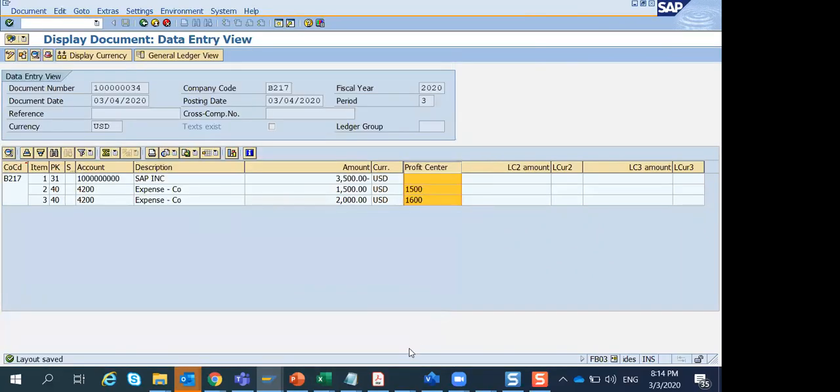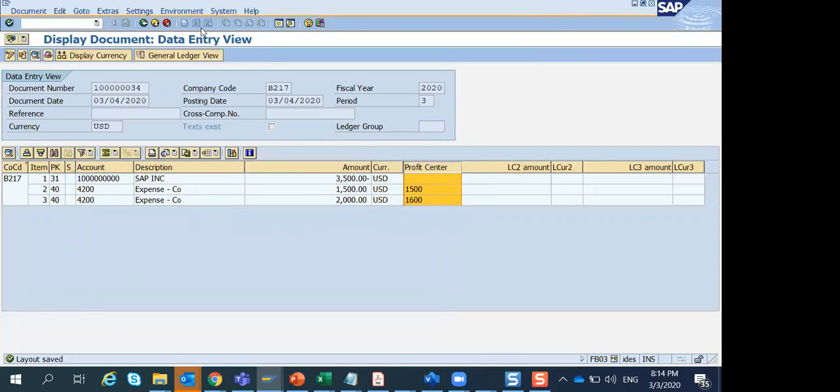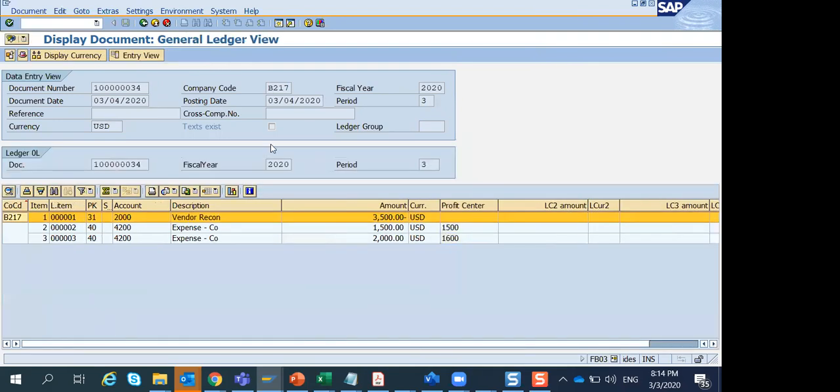All right. So as you've seen now, in the data entry view, this is how it looks. In the general ledger view, it looks exactly the same. There's no split. Ideally, what is supposed to happen? Can anybody tell me quickly? Ideally, what is supposed to happen?